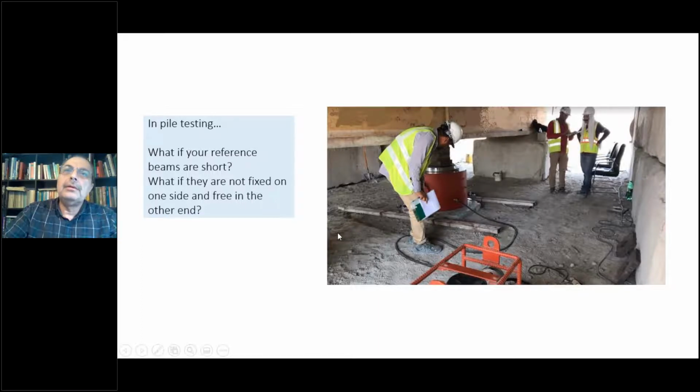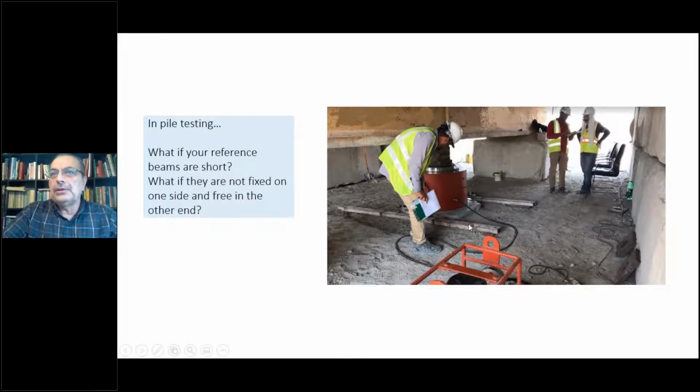Another problem is common, in fact, in pile testing. Most contractors do not provide enough length for the reference beams. The reference beams are supposed to be away in their reaction points from the pile being tested, so that there will be no interaction between the pile cap or the pile and the zone that these reference beams are supported at. So when your reference beam is short, you will get no readings. It's like your pile is perfect, and the contractor is happy, consultant is happy, and the client is happy.